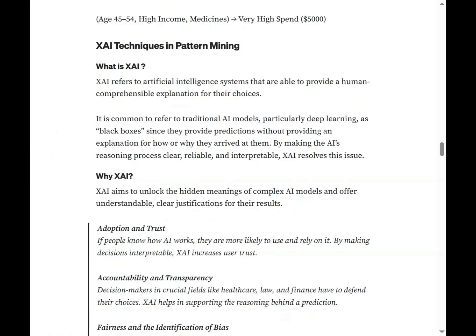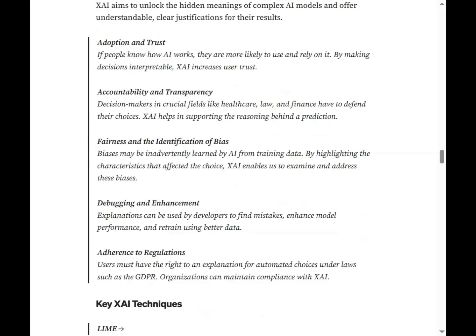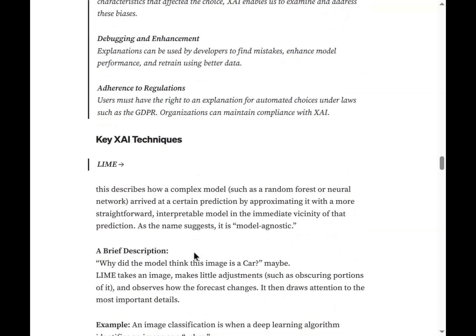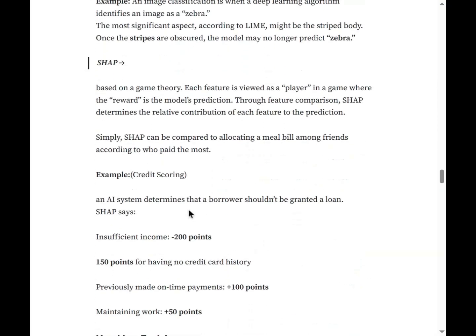XAI is a technique where we are aiming to unlock the hidden meanings of a complex AI model and offering an understandable and clear justification of the result. To build trust and enhance accountability, transparency, fairness, identification of bias, debugging, enhancement, and adherence to regulations. So we'll be seeing LIME and its working, SHAP and its working.